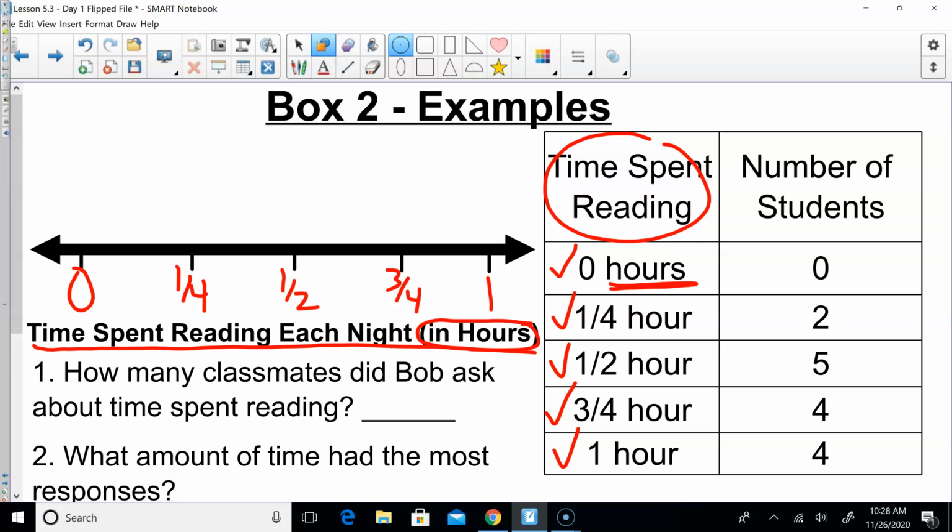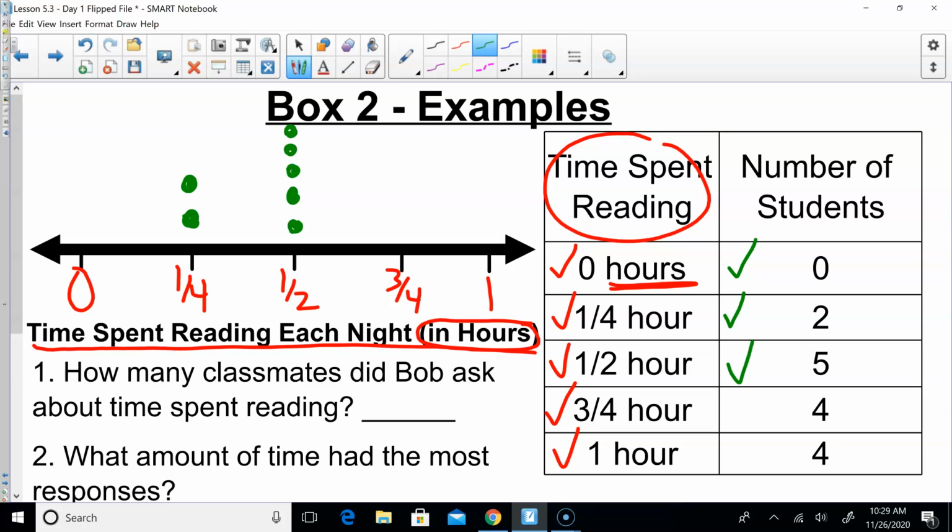Let's go for it. I'm going to put some dots of these. So 0 had 0 students, which is good, so I'm glad that everyone's reading that one. The next one, I have 2 for a quarter hour, so I'm going to go at 1 dot here and another dot right there. I have 5 for a half hour, so 1, 2, 3, 4, and 5.